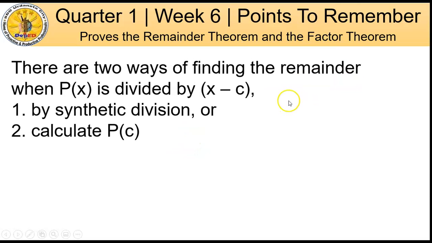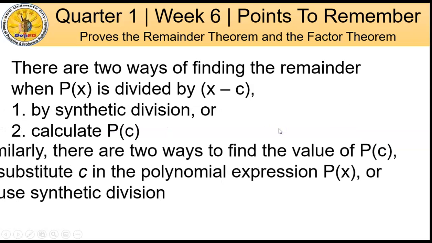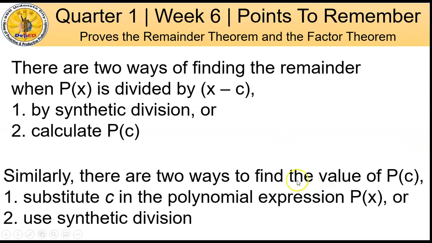There are two ways of finding the remainder when p of x is divided by the linear factor x minus c. Number one is by synthetic division, or we calculate p of c. Similarly, there are two ways to find the value of p of c. Number one is we substitute c in the polynomial expression p of x. So ito po yung papalitan natin lahat ng x's doon sa polynomial ng value ni c. Or we make use of synthetic division.